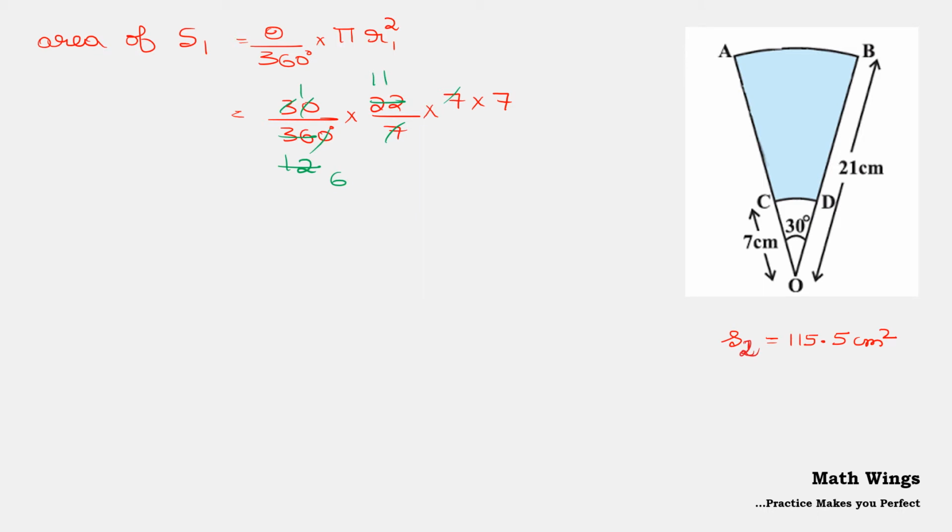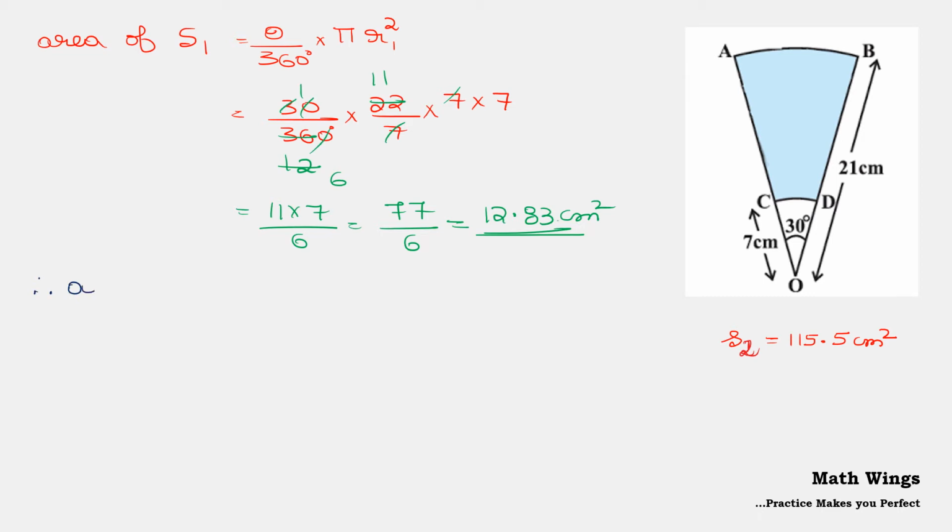So what is remaining? Remaining is 11 into 7 divided by 6, which is equal to 77 by 6, or if we simplify 77 by 6, what will we get? We'll get almost 12.83, and this will continue. So we can stop here itself for 2 decimal places. Okay. So what's the area of the shaded region then?